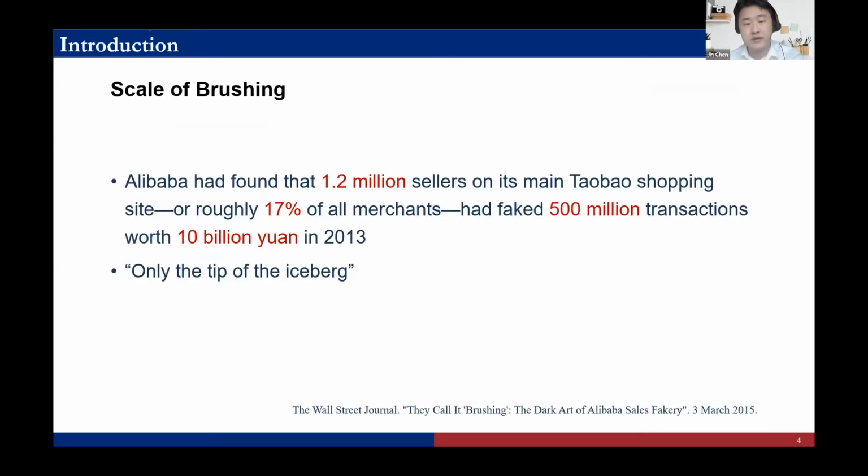Now, to give you a bit of an idea about how pervasive brushing is, Alibaba had found that 1.2 million merchants on Taobao, or about 17% of all of the vendors, had faked 500 million transactions worth 10 billion RMB in the year 2013 alone. But many believe that this was just a conservative estimate and only the tip of the iceberg.